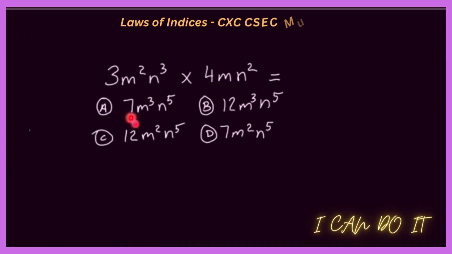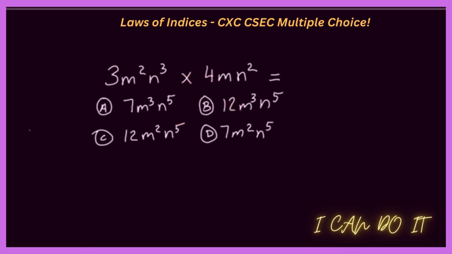Alright, so we have the question: 3m squared n to the third power times 4m n squared is equal to which one of these? Well, look at it. When we multiply 3 by 4, what do we get? We're multiplying two terms. Okay? So we have 3 times 4, and that gives us 12.